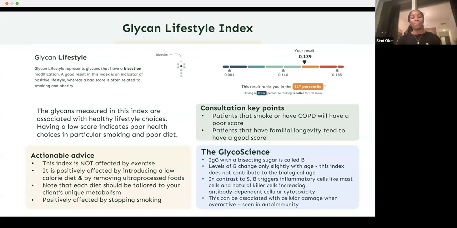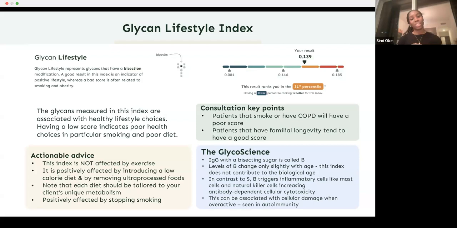And so with glycan lifestyle, we know that this is associated typically with healthy lifestyle choices, and having a lower score can actually indicate better health. So what we know is that patients that smoke or who have COPD will typically have a higher score on this, whereas for those who are eating positively, specifically for diet, this can be a great way to understand how people are doing.